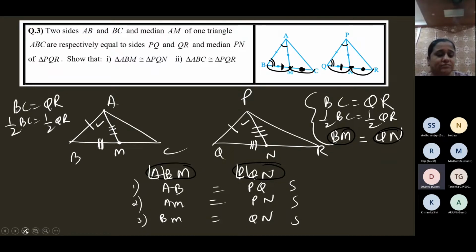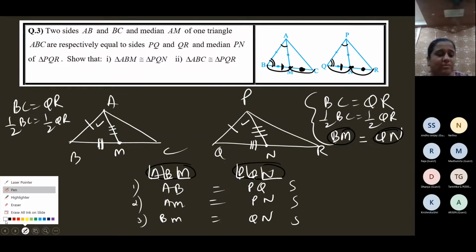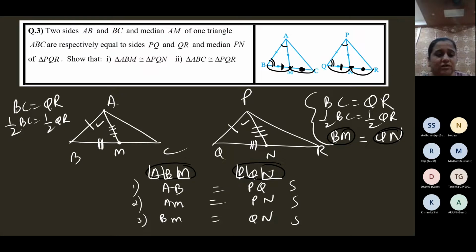Then angle M is equal to angle N, ma'am. See, when we say M and N, M is this one of this triangle and N is this one of this triangle. So M is equal to N. So it's this angle, this angle equal to this angle.